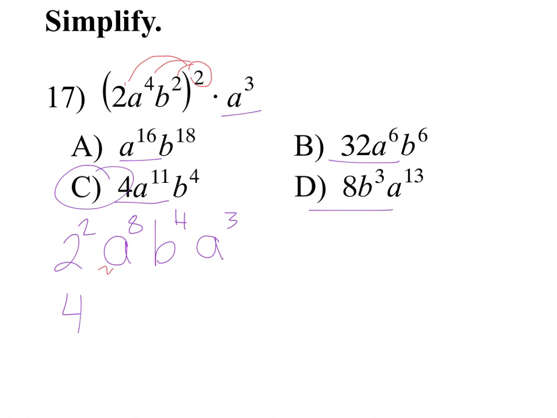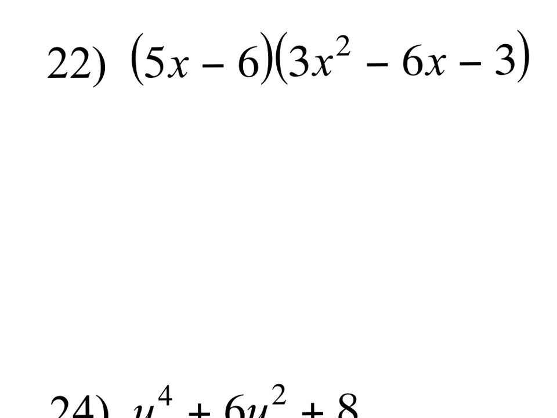Or you can keep going. A to the third times a to the eighth. 8 plus 3 is going to be a to the 11th. And then we've just got b to the 4. And again, that's going to be choice C.